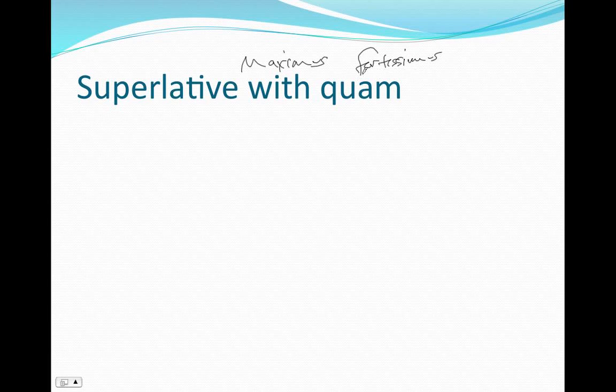strongest. Now when you use quam to modify this superlative, so quam maximus or quam fortissimus, we're going to change the meaning of that superlative to be as blank as possible. It's sort of the height of strength. As strong as possible, quam fortissimus. As great as possible, quam maximus.